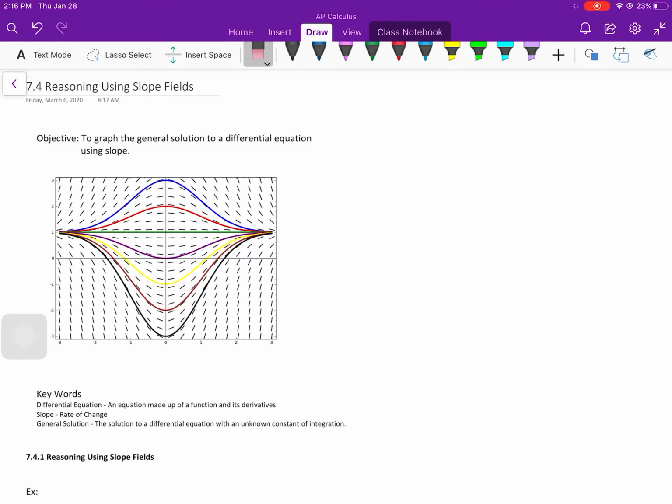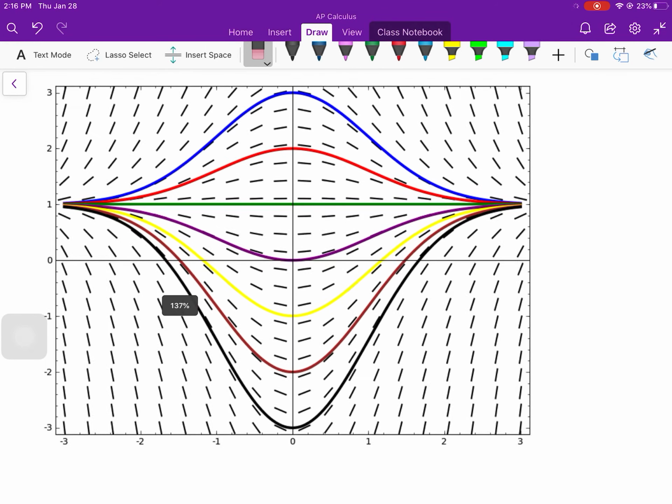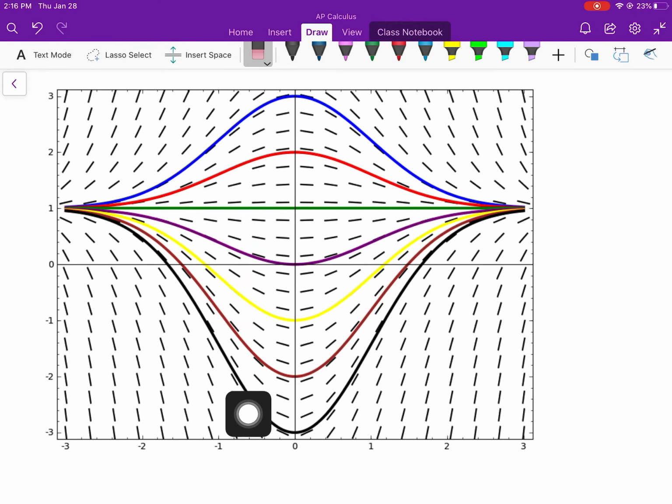In this video, we're going to take a look at slope fields again, a little more about what they really mean. We know that each of these little segments represents a slope.